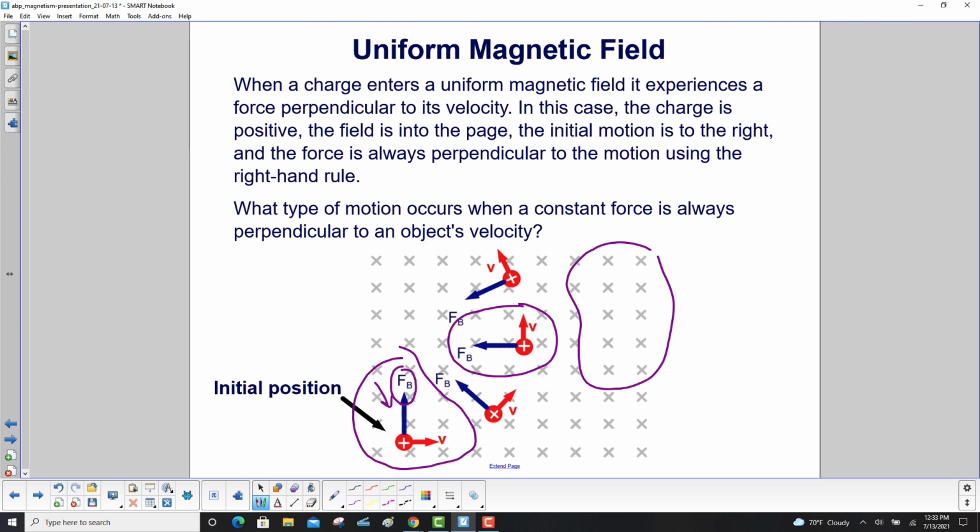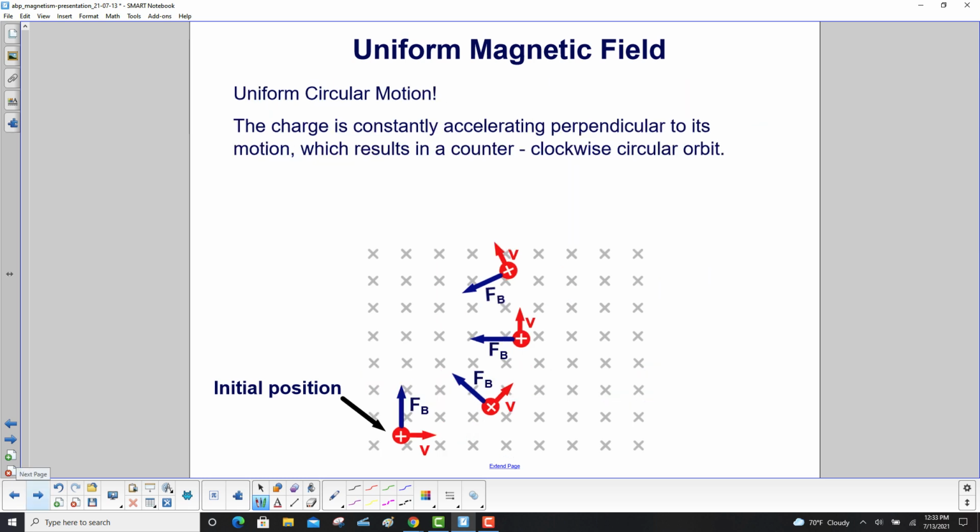What type of motion occurs when a constant force, because we have a uniform magnetic field, is always perpendicular to an object's velocity? We have uniform circular motion. The charge is constantly accelerating perpendicular to its motion, which results in a counterclockwise circular orbit, and the magnitude of the velocity, the speed, stays constant.